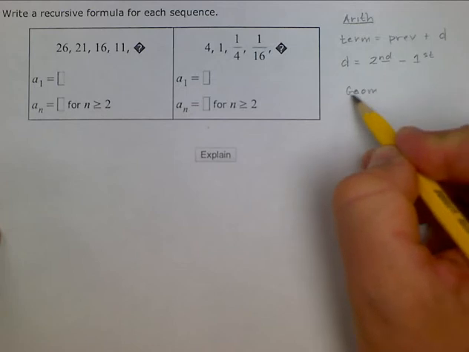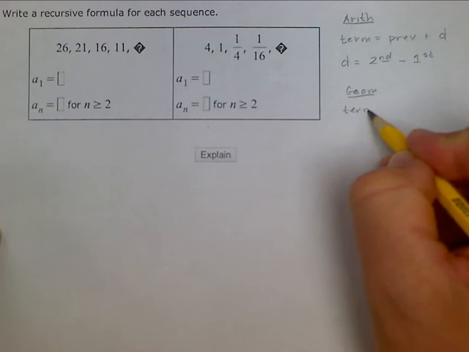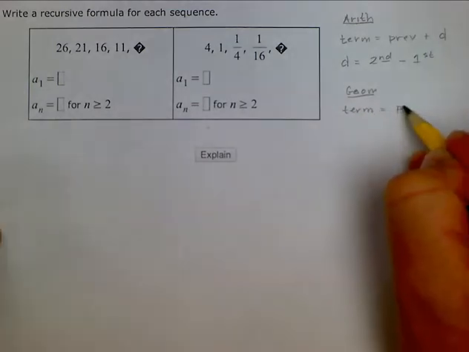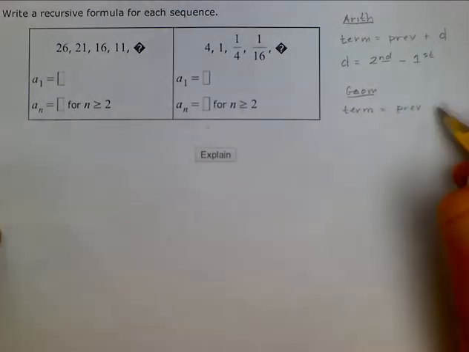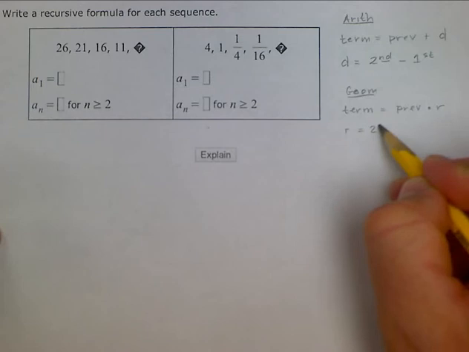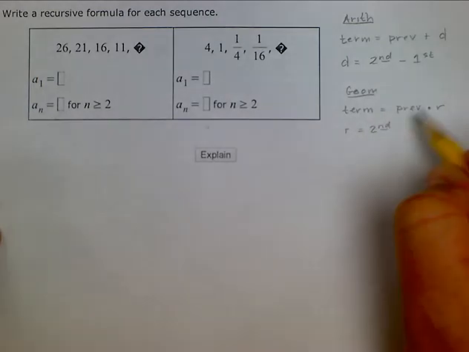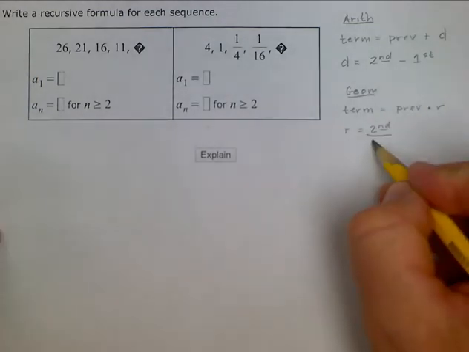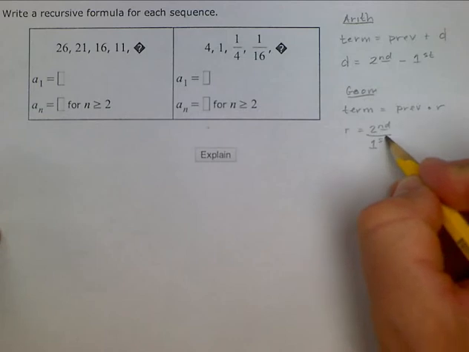we have a very similar formula. Any term we're interested in finding, we take the previous term, but instead of adding a common difference, we multiply by a common ratio. And that ratio is found by taking the second term in the series and dividing it by the first term.